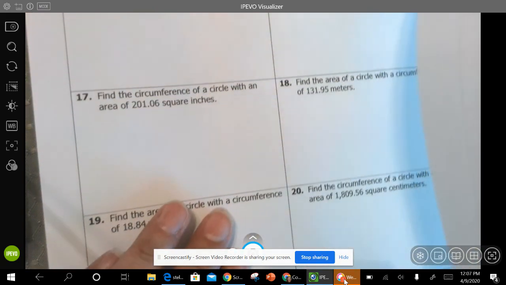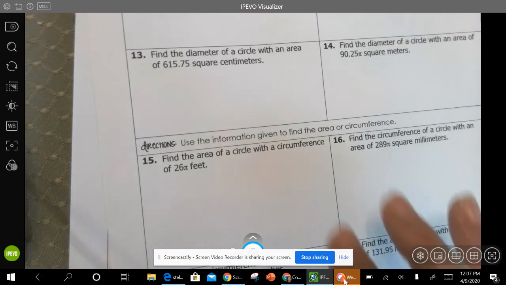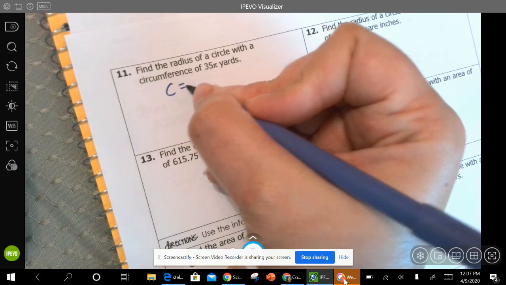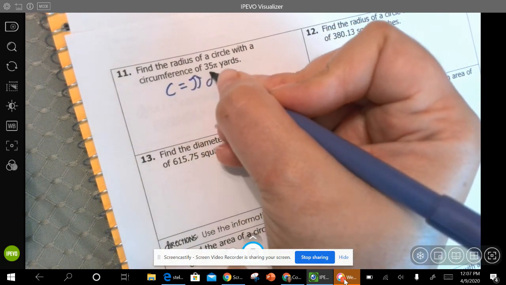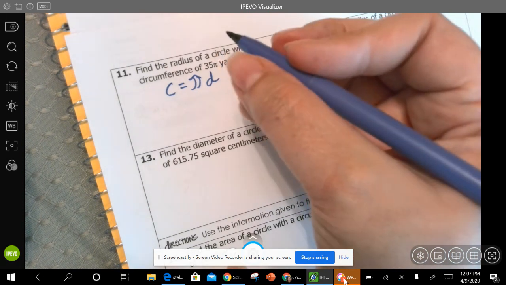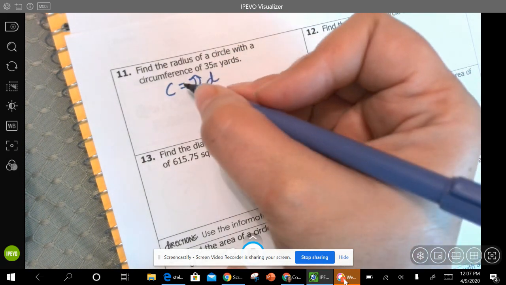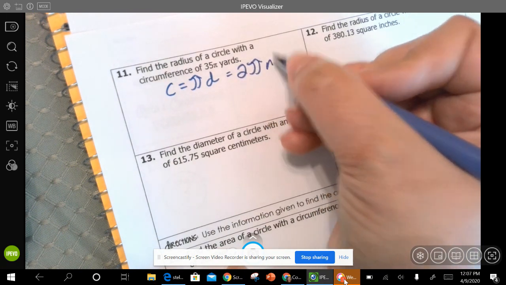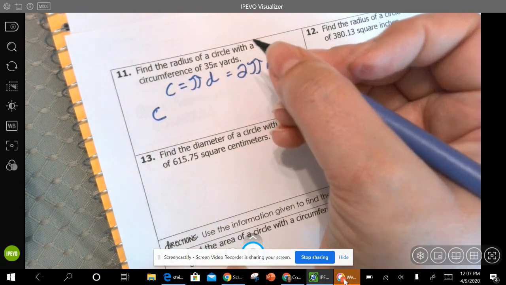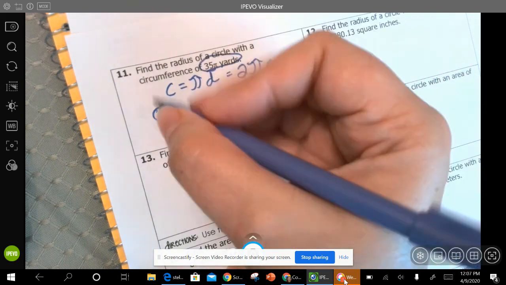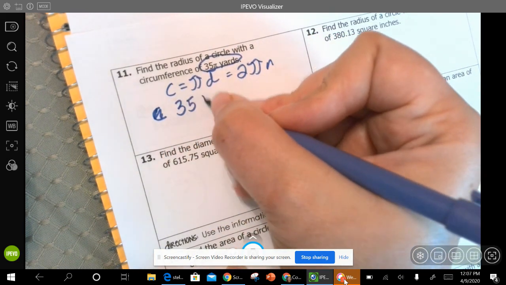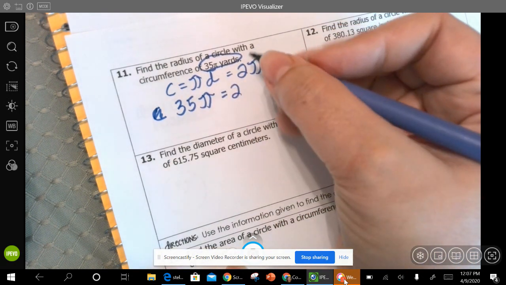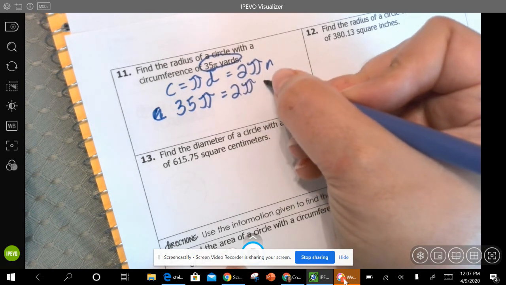Okay, let's do a couple more examples. And just remember, circumference equals pi times d, all around the circle. Okay, so this one actually they're wanting us to find the radius. So we're actually going to use 2 times pi r. They give us their circumference, so I'm going to substitute it in. So 35 pi is equal to 2 times pi times r.